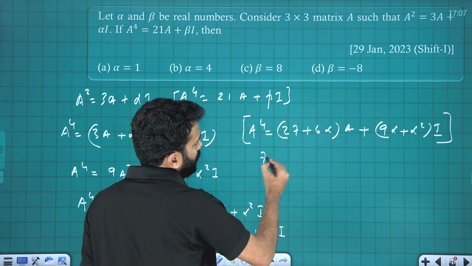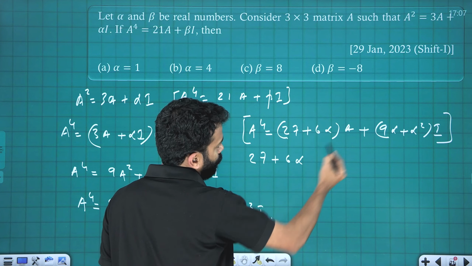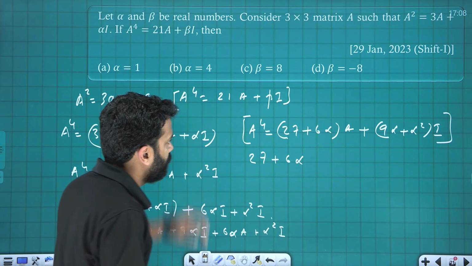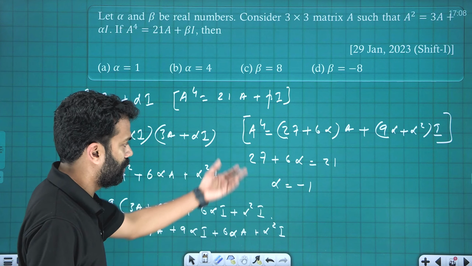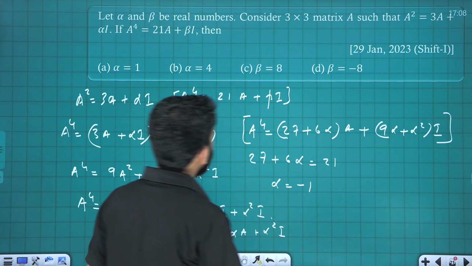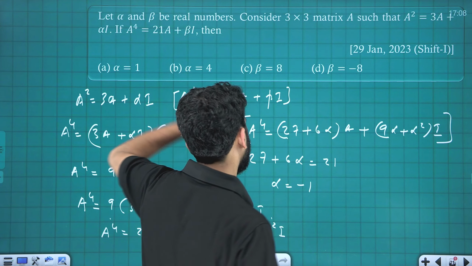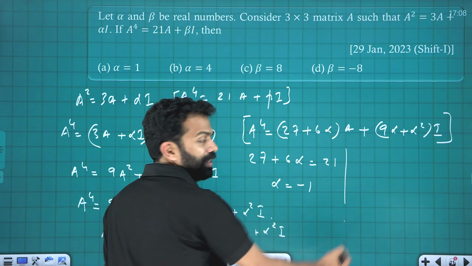This will be 27 plus 6 alpha was the coefficient of a here. And what is the coefficient of a here? That is 21. That is alpha is equal to minus 1. 21 minus 27 is minus 6, by 6 is minus 1. Is that in the option? Unfortunately, no. Therefore, we need to find the value of beta.